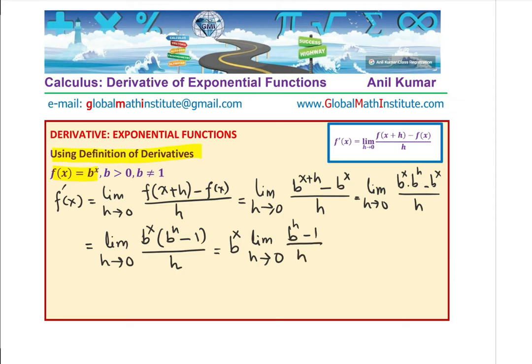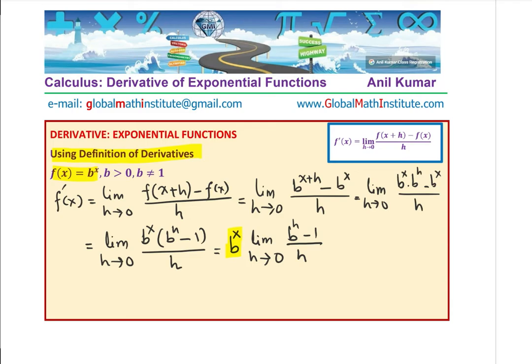So we are left with b to the power of x, limit h approaches 0, of b to the power of h minus 1 over h. So can you tell me why did we take this out? Mainly because it is independent of h, right? So within the limit, only parameters affected by h have been included. Makes sense, right?